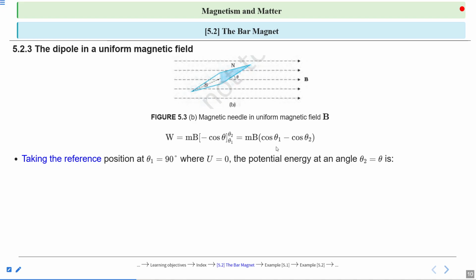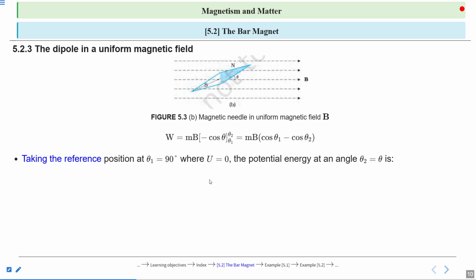Now, to define the potential energy, we have to define the reference also. So we will fix the reference point, taking the reference position at theta 1 equal to 90 degrees. When we take theta equal to 90 degrees, cos theta will be 0. That means potential energy at that point will be 0. If we multiply mB with cos theta 1 and cos theta 2, it will result in mB cos theta 1 minus mB cos theta 2. These are two expressions for potential energy at different orientations, at different angular displacements.